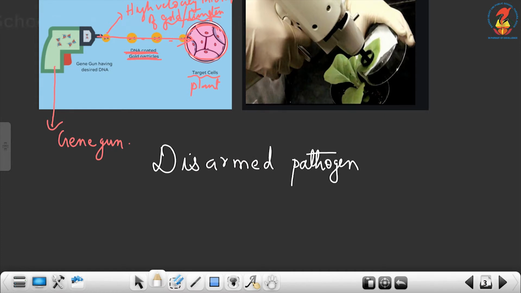In this technique, which is applicable to both plants and animals. So, now in this page which is opened up for plants, I am showing how we are going to disarm a pathogen, and deliberately we are infecting the host plant.